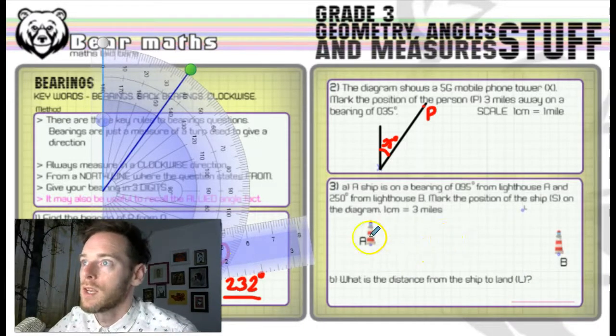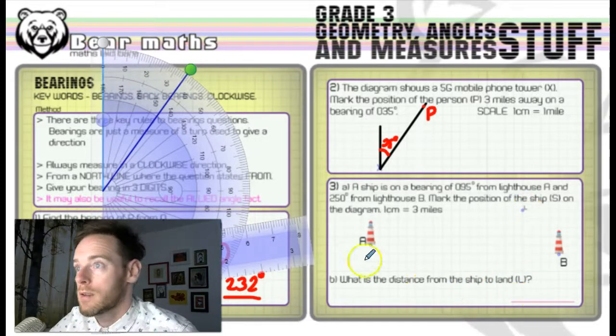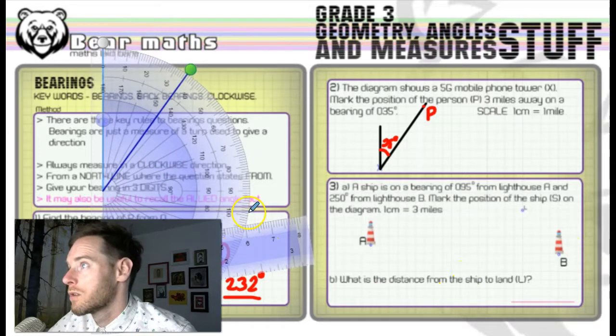Again, more context. A ship is on a bearing of 95 degrees from lighthouse A and 250 degrees from lighthouse B. We've got to mark the position of the ship S on the diagram, and we've got 1 centimetre equals 3 miles. That's not relevant for this part of the question, but in B it says what is the distance from the ship to land, and land is over here with a little L. So we'll measure that afterwards, then do the conversion and figure out how far the ship is from land.